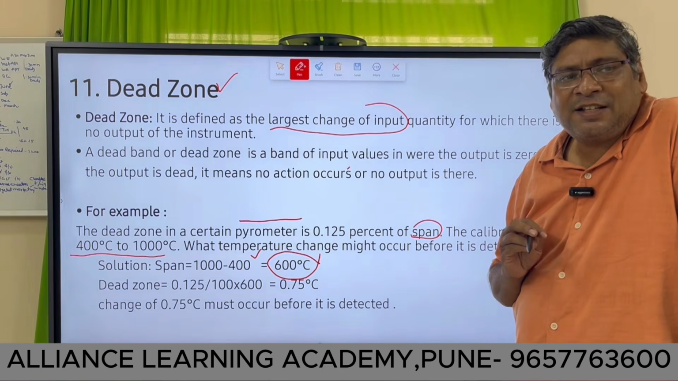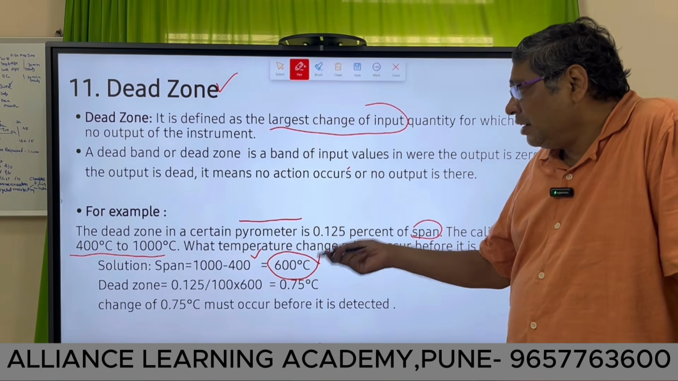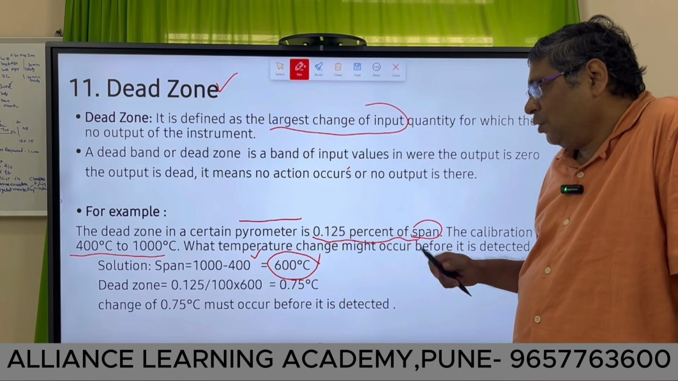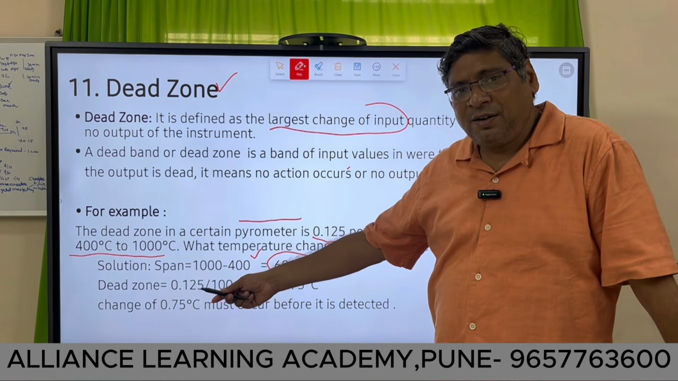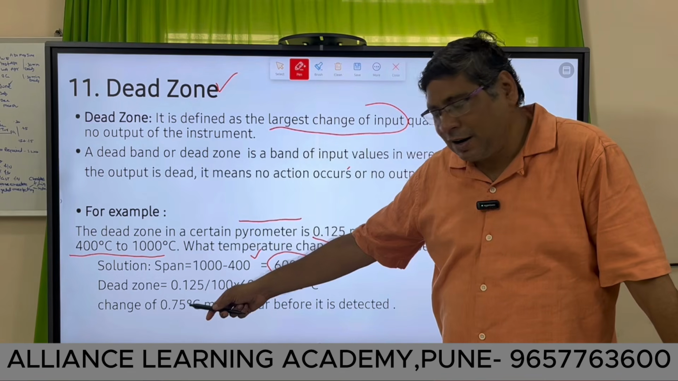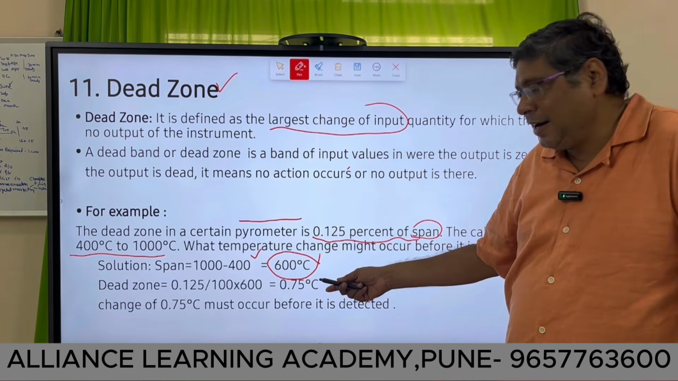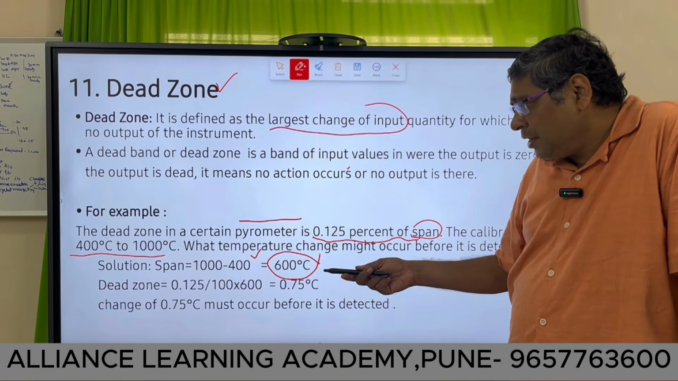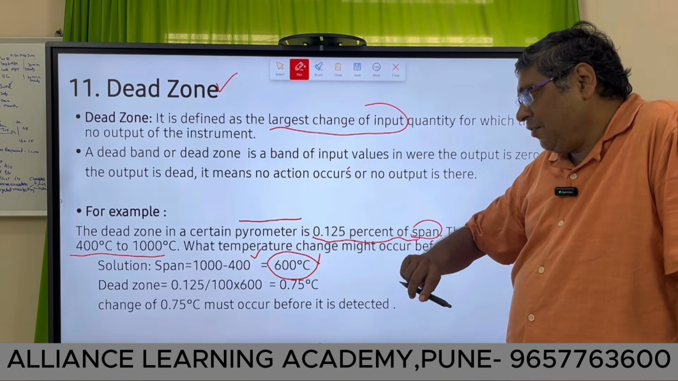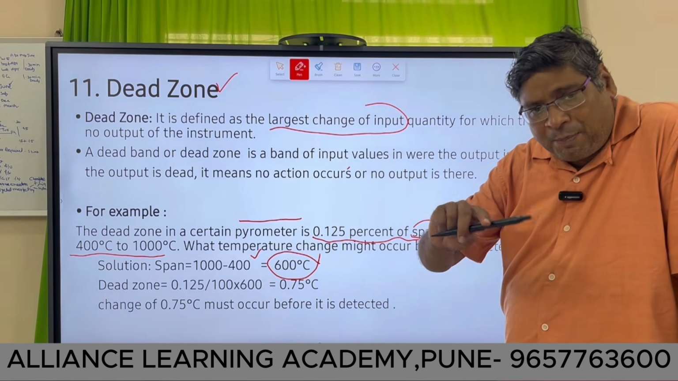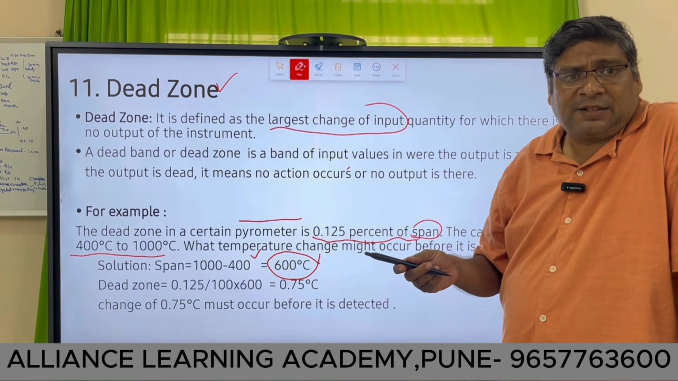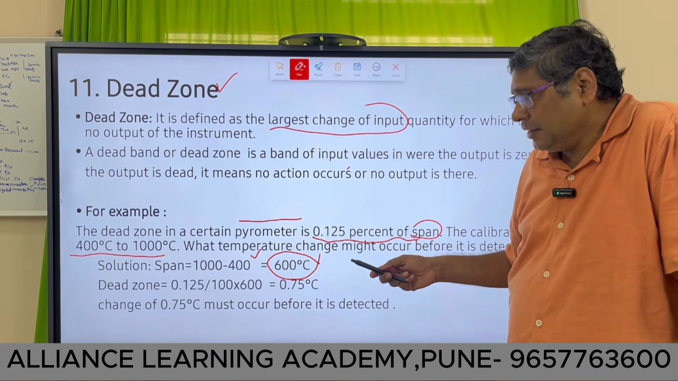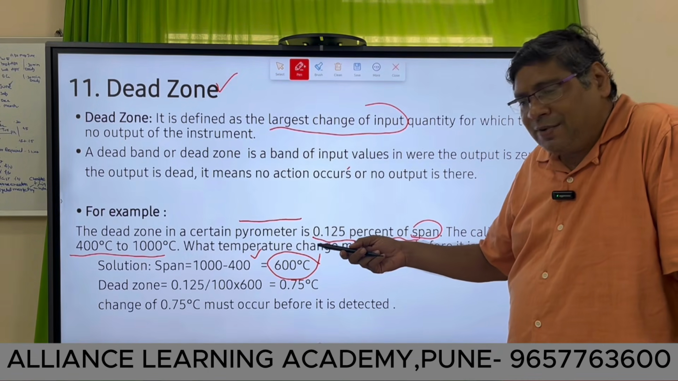Now what is given in this example? The dead zone is 0.125% of span. So 0.125 divided by 100 into 600 comes to 0.75 degrees Celsius. It means unless there is a 0.75 degrees Celsius change, it will not sense. After that it will start sensing. So the dead zone of this particular sensor is 0.75 degrees Celsius.